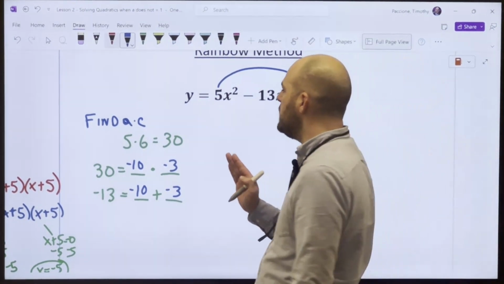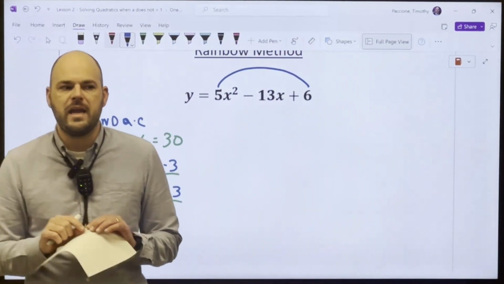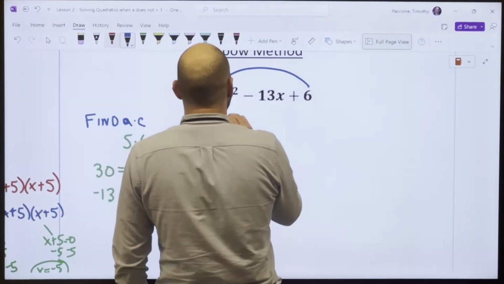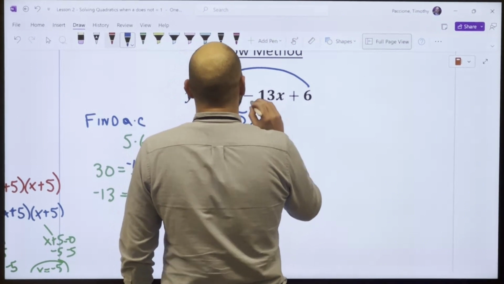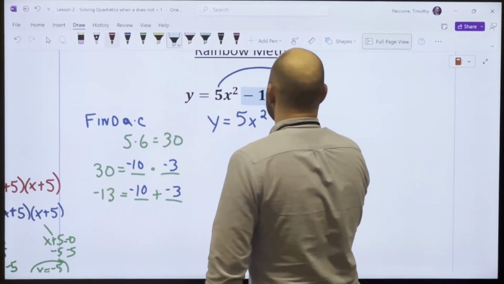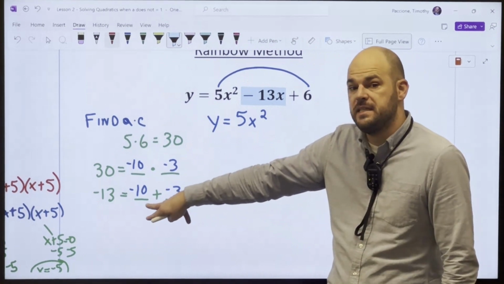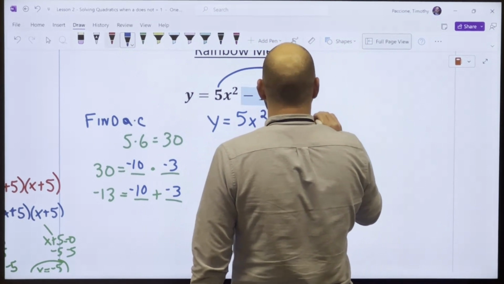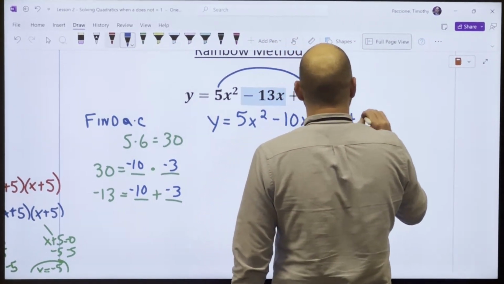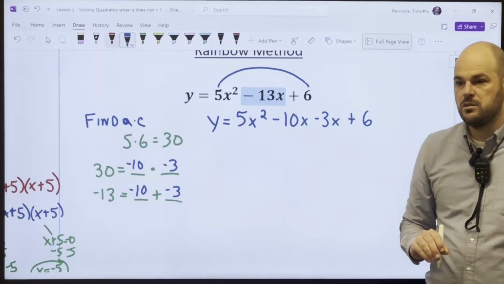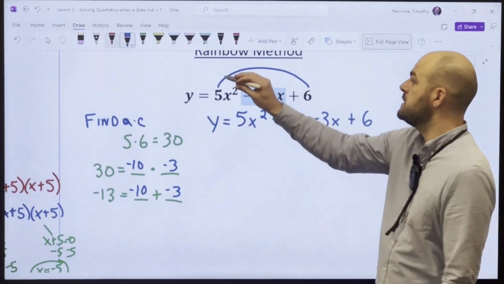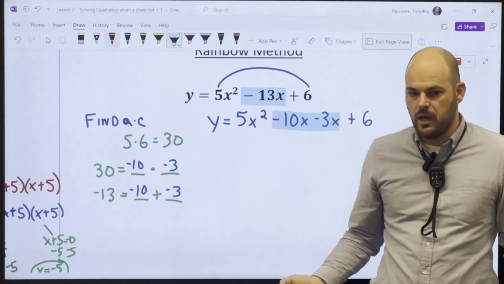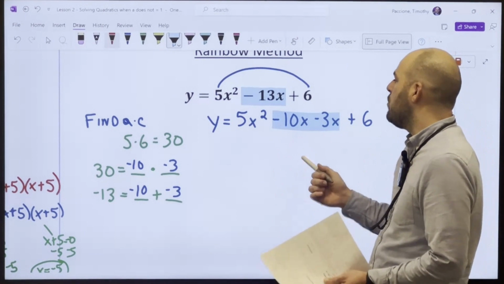Okay, so what we're going to do is rewrite the equation by breaking apart the bx, okay? So I'm going to say y equals 5x squared, but instead of minus 13x, I'm going to break it apart into the two pieces that I found. I'm going to say minus 10x minus 3x plus 6. Okay? So all I did is I turned negative 13x into negative 10x minus 3x, which is the same thing. So I haven't broken any rules, right? Now, why did I do that?